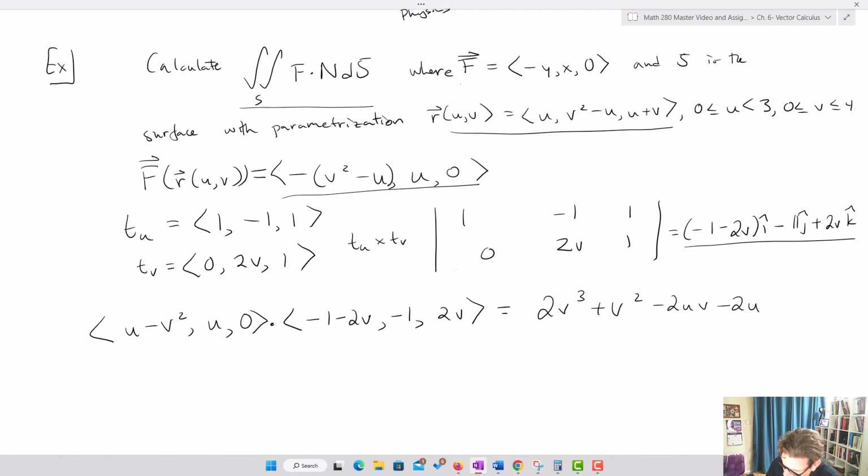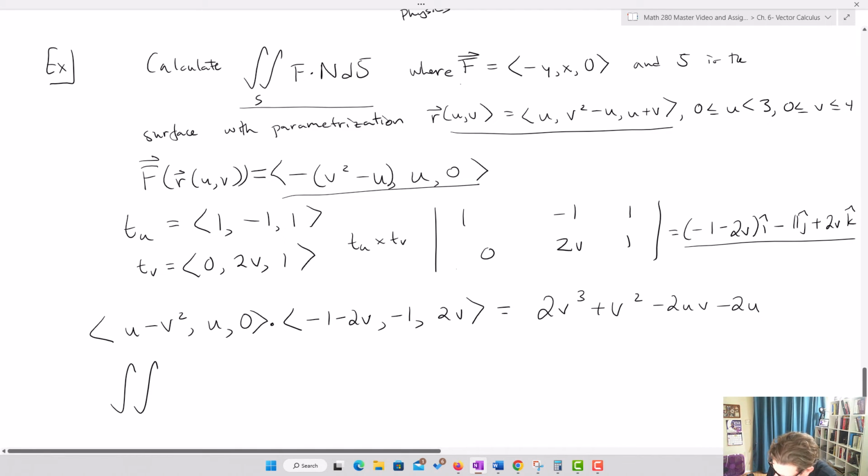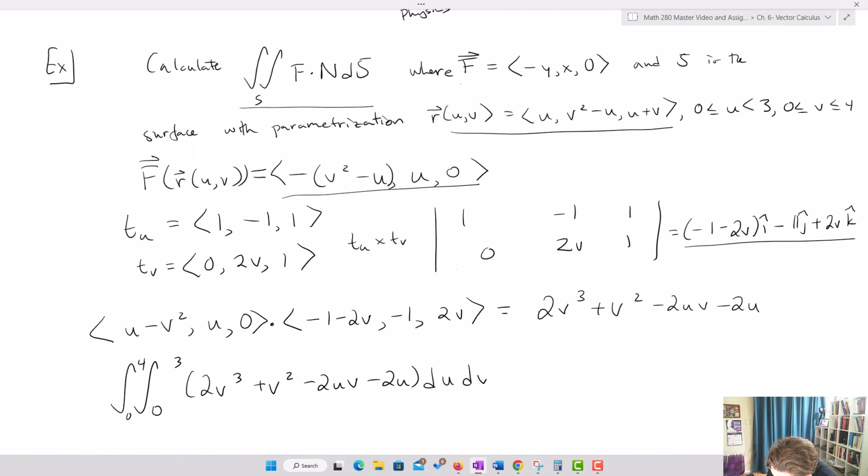And now all we need to do is integrate over the area of this rectangular region. So we're going to go from 0 to 3, 0 to 4, and we'll integrate the function 2v cubed plus v squared minus 2uv minus 2u du dv.